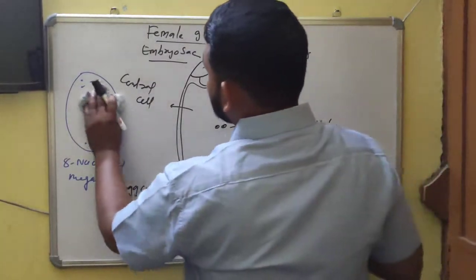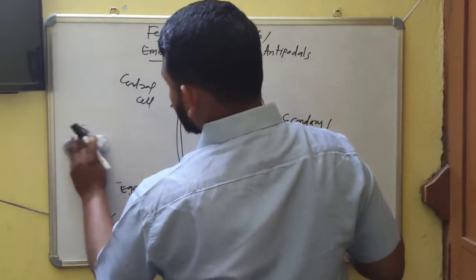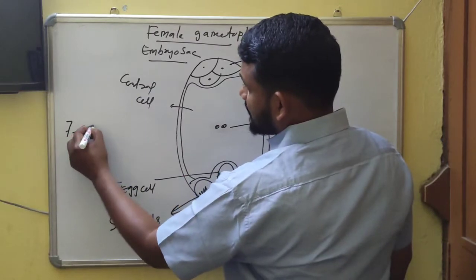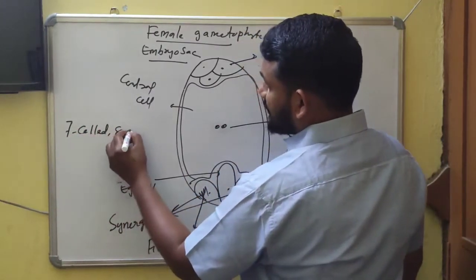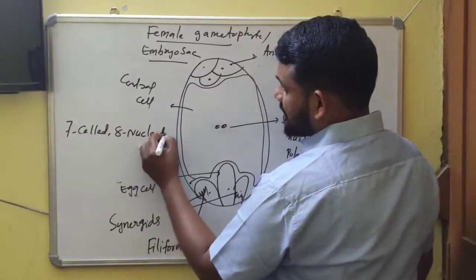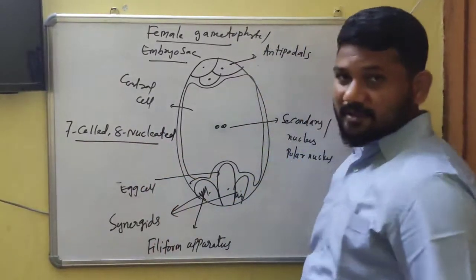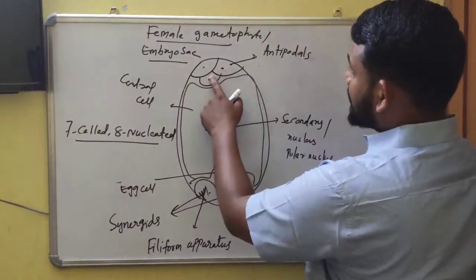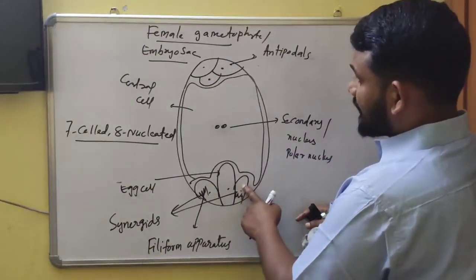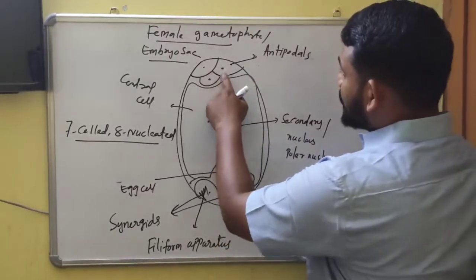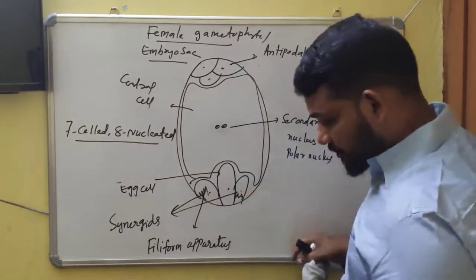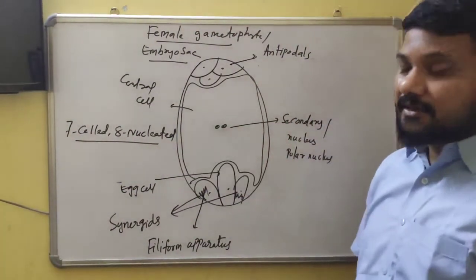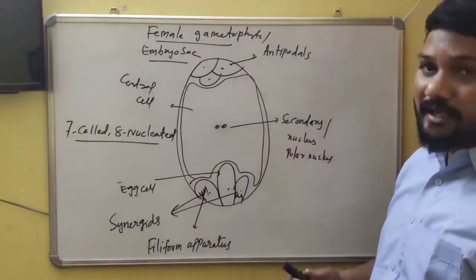And this female gametophyte is also known as the 7-celled 8-nucleated female gametophyte, because it contains 7 cells and 8 nuclei. Number of cells: 1, 2, 3, 4, 5, 6, 7. Number of nuclei: 1, 2, 3, 4, 5, 6, 7, 8. So this female gametophyte is called the 7-celled 8-nucleated female gametophyte.